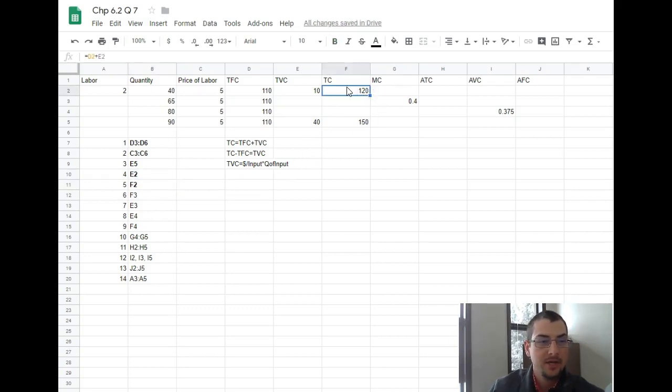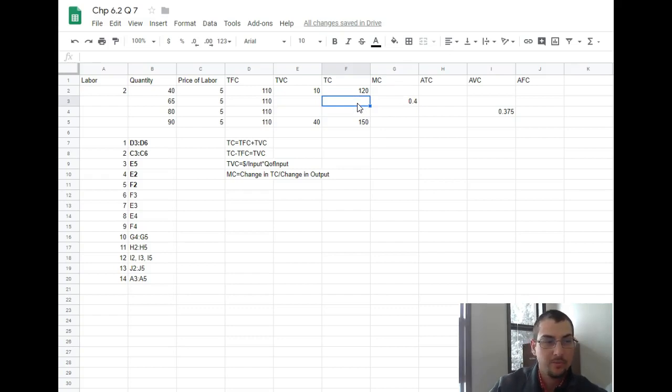Now the next thing that we need to calculate is this total cost right here. This is where we're going to use this marginal cost aspect. If you remember, marginal cost is equal to the change in total cost divided by the change in output. We know what the change in output is, and we know what that marginal cost is. We know what our original total cost is. So now we just need to calculate what that other total cost is.